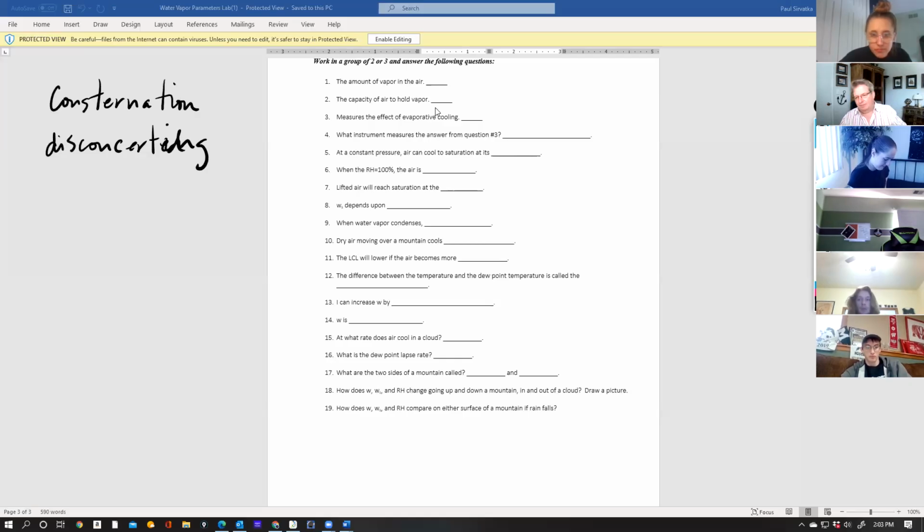What's the name of that? Would it be dew point depression? That's the dew point depression. So, the dew point depression makes me happy.